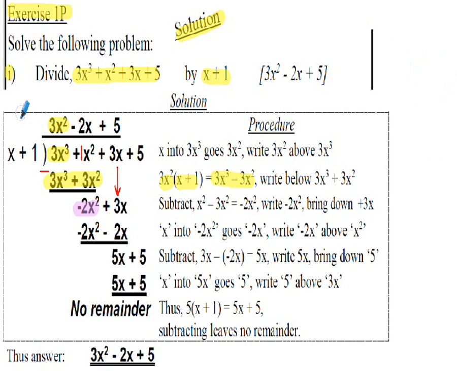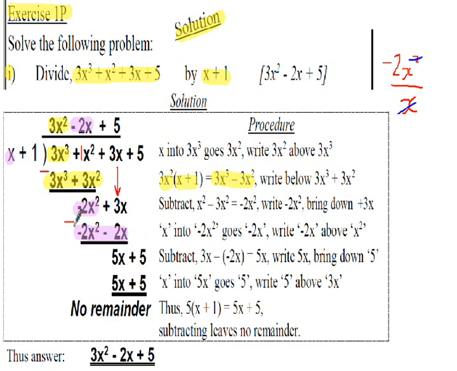So now we say how many times does x divide into negative 2x squared. Again we can write that as negative 2x squared over here, and that's divided by x. So how many times does x divide into x squared? Cancelling down, we can see it goes negative 2x times. So we write the negative 2x above the x squared in the dividend. So multiplying x plus 1 by the negative 2x, we will get negative 2x squared minus the 2x.